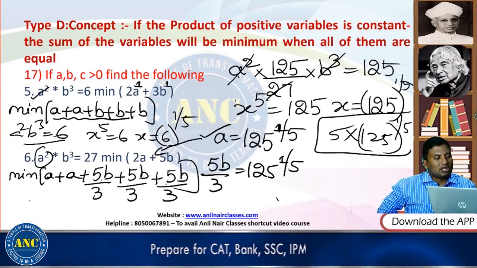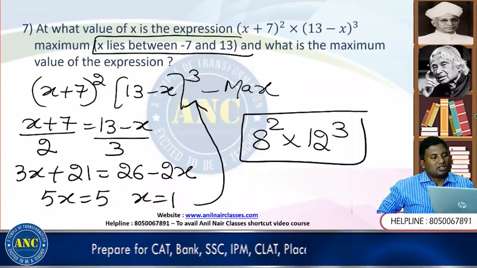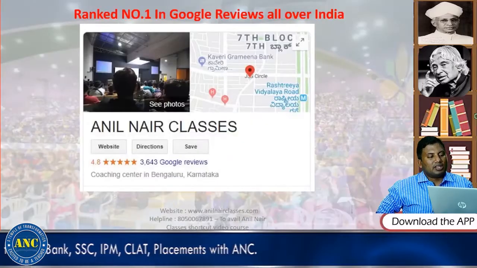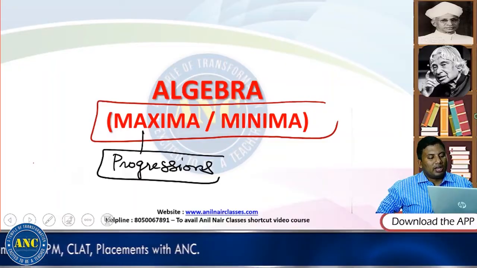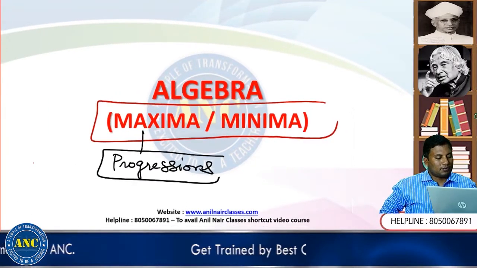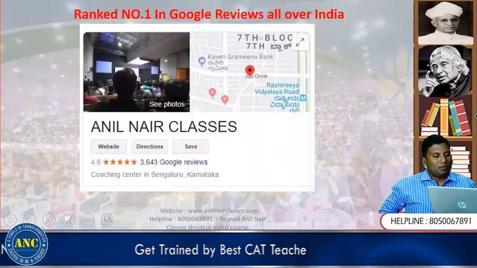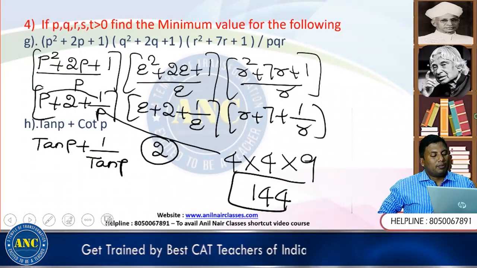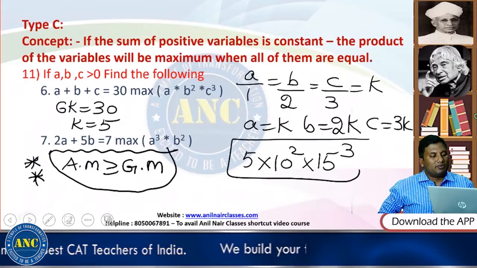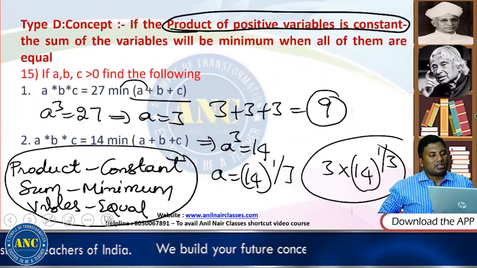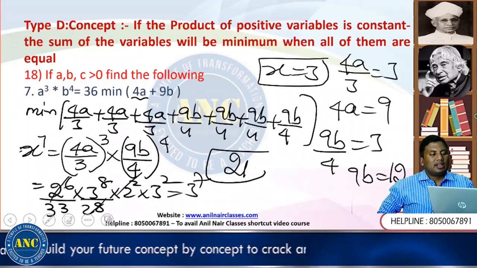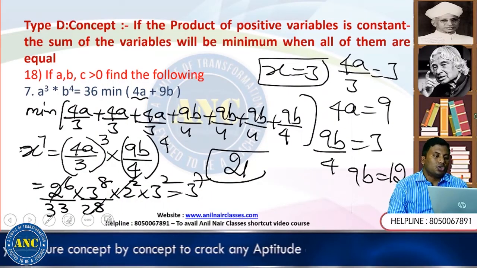Totally what all concepts we discussed? We discussed all these concepts. Modulus with minus we have discussed. Variable and its reciprocal we have discussed. Sum constant, product maximum we have discussed. Product constant, sum minimum we have discussed. Right? Type E is there. Type E I will continue tomorrow.